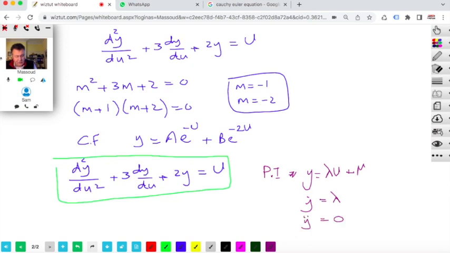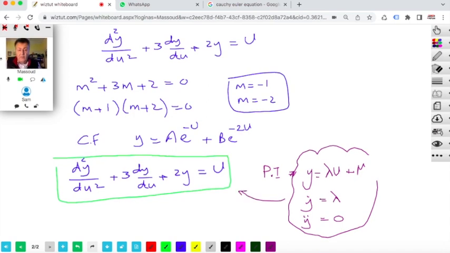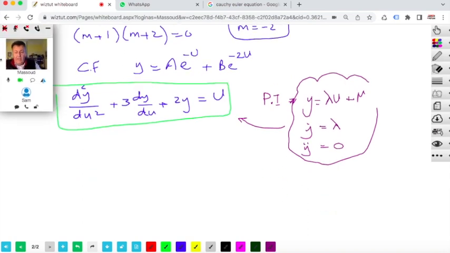So if we substitute this back into here, we can find what lambda and mu should be. So let's go ahead and substitute in there. The second differential is 0, so let's forget about that one. Then we have 3 of the first differential, so 3 lambda, and then 2y, which is double of that, so plus 2 lambda u plus 2 mu. And that has to be equal to just u.